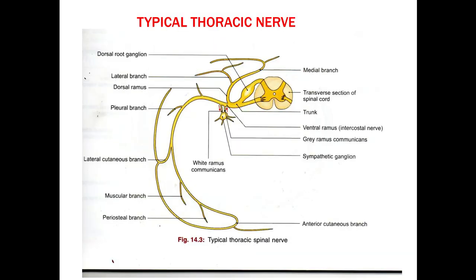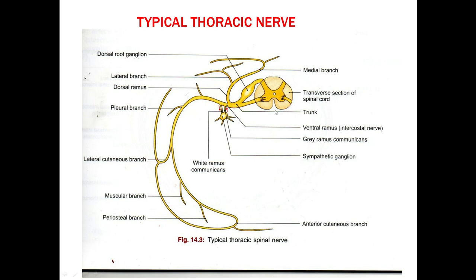This diagram is very important from your examination point of view, and this is the diagram of a typical thoracic nerve. This is the transverse section of the spinal cord, showing you the dorsal root ganglion, the dorsal ramus, and the ventral ramus, and this ventral ramus gives off a dorsal branch and a ventral branch. I'll just repeat once again, please.